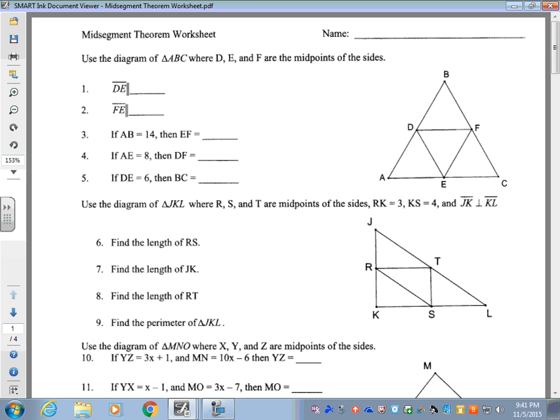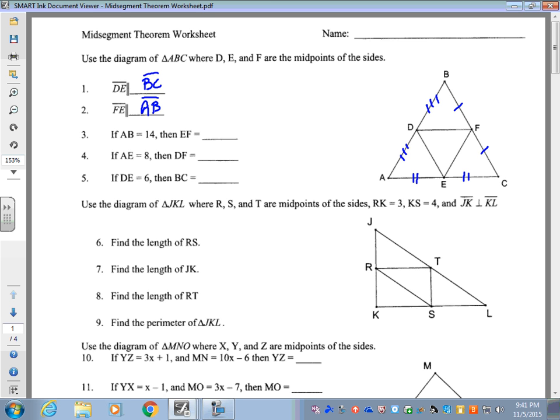So I'm just going to show that with the markings. Tick mark, 2 tick marks, 3 tick marks. All right. So that's now identifying that we have some midsegments. So DE, that segment's going to be parallel, hopefully, to BC. And FE, that would be parallel to AB.